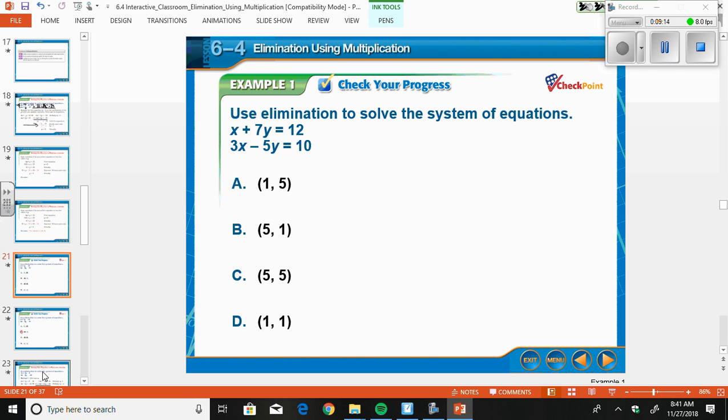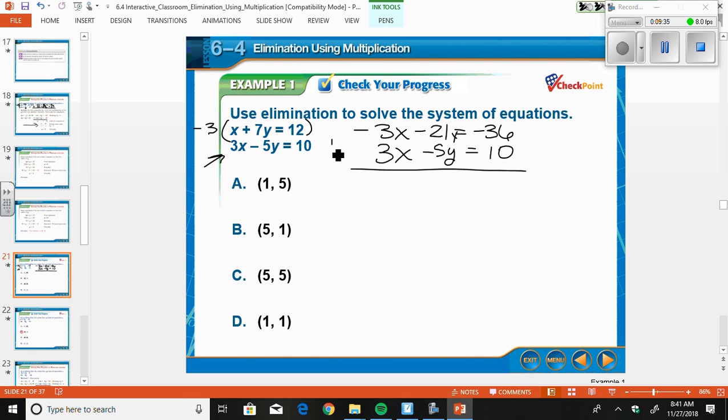The easiest thing I see to get rid of here is going to be the x, which means I need a negative 3x up here. So now I get negative 3x minus 21 equal to a negative 36. And on the bottom, I get 3x minus 5y equal to 10. Add them together. I get a negative 26y is equal to negative 26. I divide by negative 26 on both sides, and I get a y of 1. And I plug that back in.